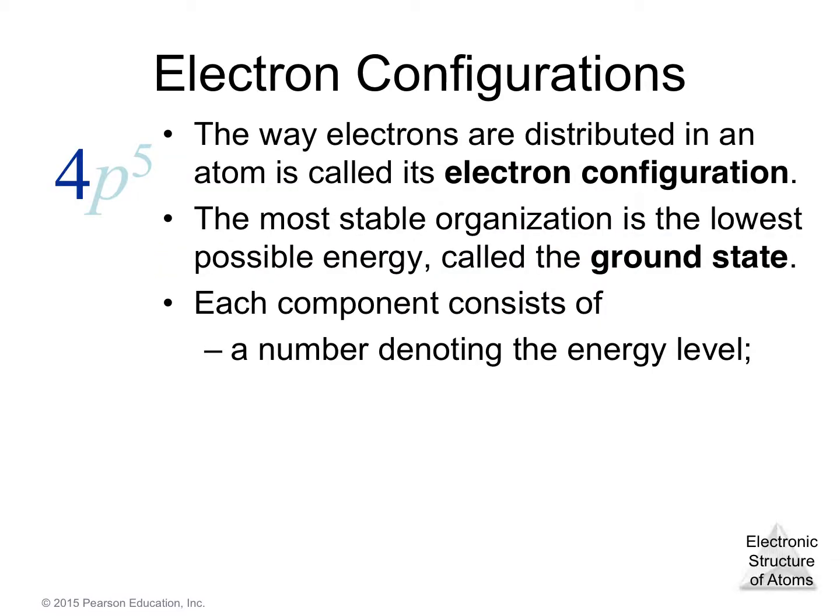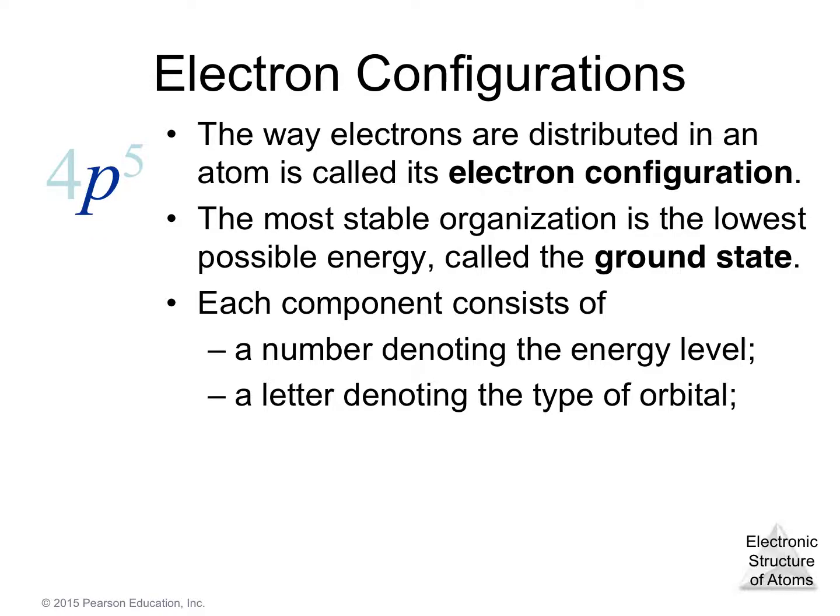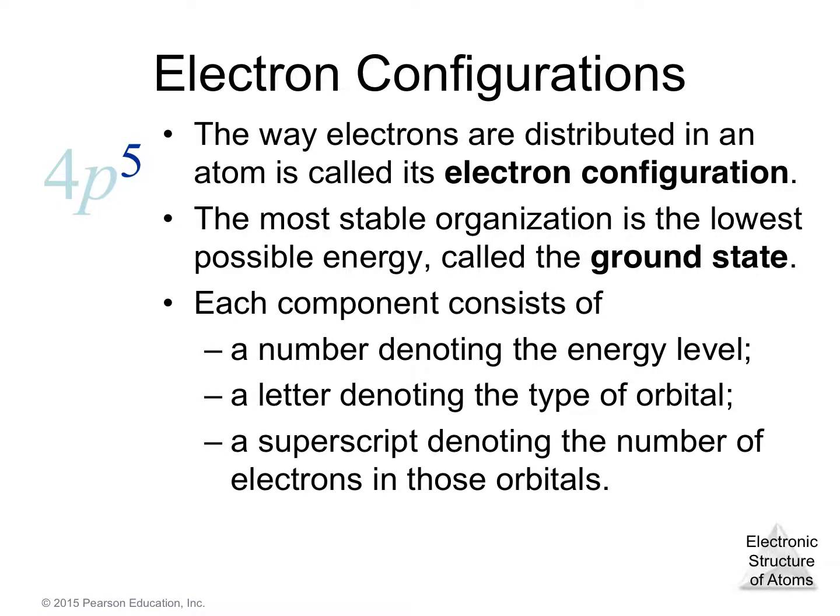So electron configuration is a method of writing out where all of the electrons are located. We're going to be writing this for atoms where all of the electrons are in their ground state, which means they're in their lowest possible energy. This is a portion of an electron configuration, and you're going to see that it's very patterned. The large number represents the energy level. The letter represents the type of orbital or the sublevel, so this will always be S, P, D, or F. And the superscript tells you how many electrons are in those orbitals.